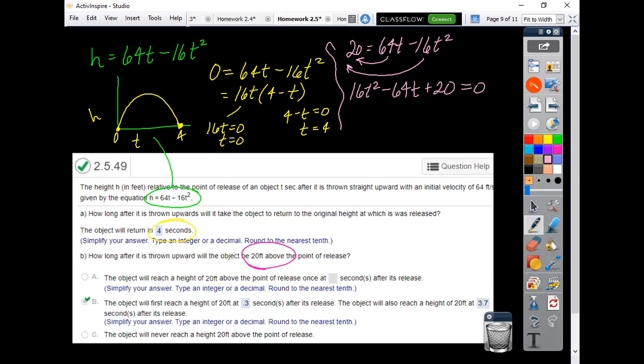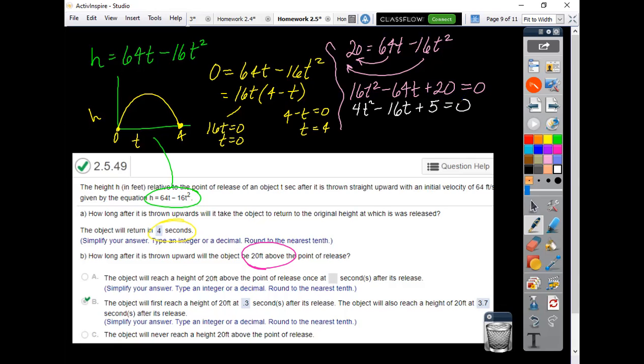So now I've moved everything to one side, equals 0. Everything looks to be divisible by at least a 4. If I divide everything by 4, this would give me 4t squared minus 16t plus 5. And then let's see, to get a 16, I don't think that's going to factor. So I think we're going to be left with the quadratic formula to solve for that.